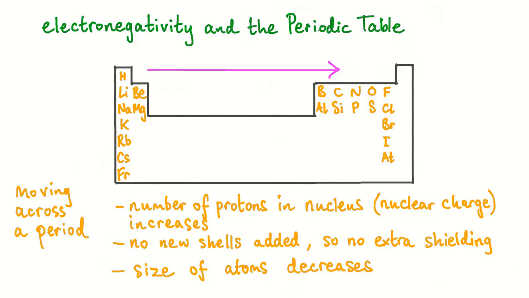The increasing nuclear charge across each period also reduces the size of the atoms, so atomic radii decrease. This also adds to the attraction of valence shell electrons as they're closer to the nucleus. All of these factors explain why electronegativity values increase as we move across a period in the periodic table.